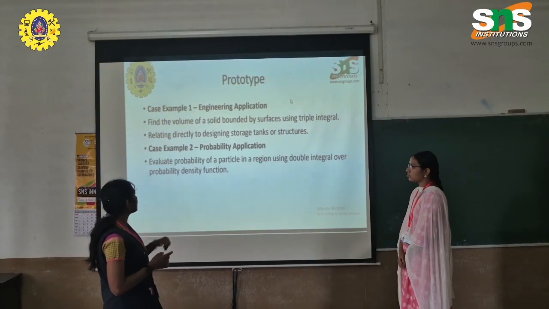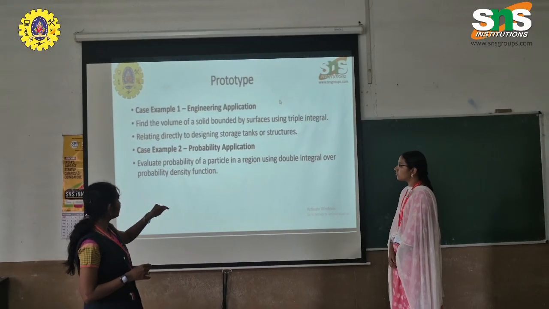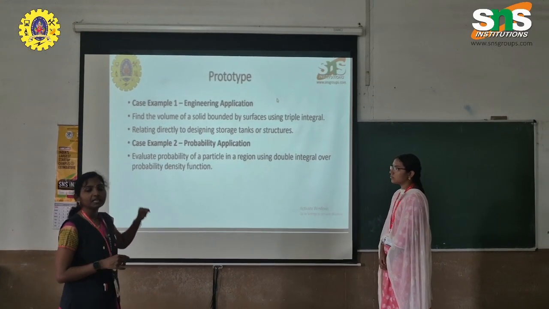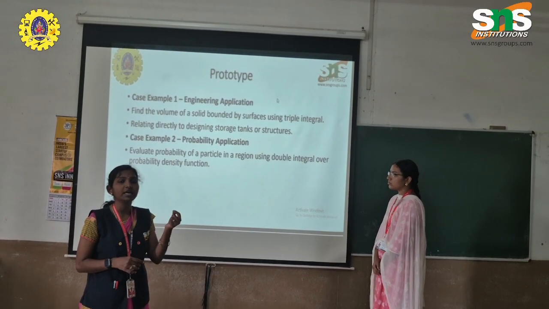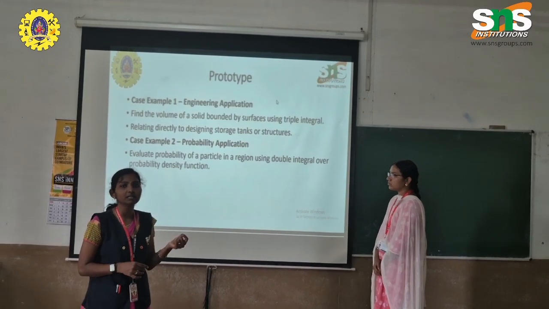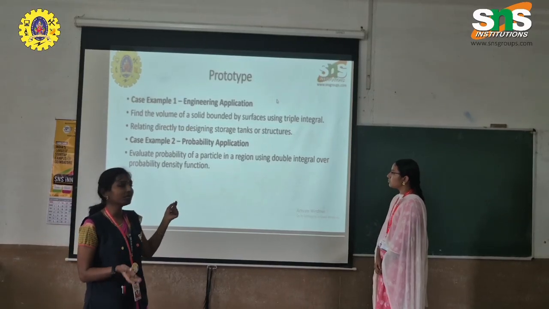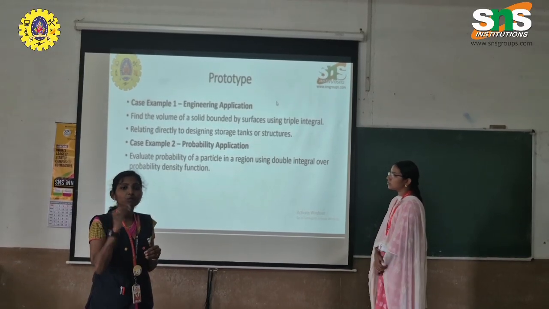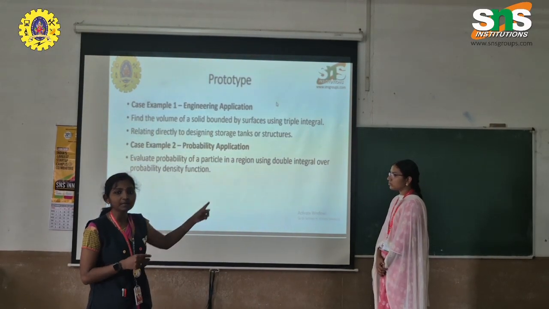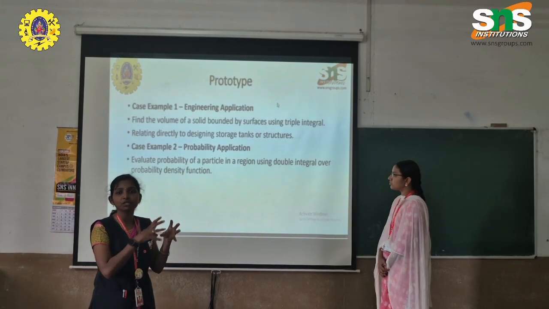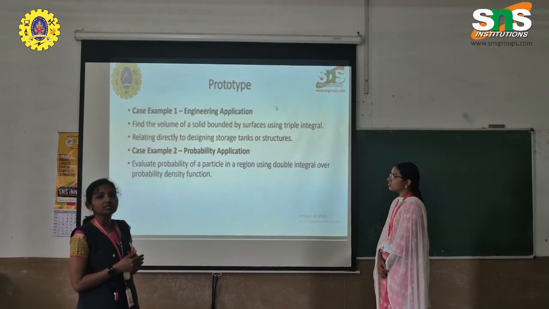We can make a note that this triple integral can be implemented in finding out the volume of a solid. Secondly, it is applied to the probability application, wherein the probability of a particle in a region using double integral over the probability density function has been analyzed. What do you mean by the probability density function, which we have learned in the previous classes? Probability density function is a function explaining the particular property of the particle or the function. With that probability density function, we can find the probability of a particle. A particle is a moving thing happening in the particular region. So that particular probability of a particle can be found using this double integral. So directly this double integral is implemented to the probability of a particle. So these are the two prototypes which are about to be tested in the design thinking process.